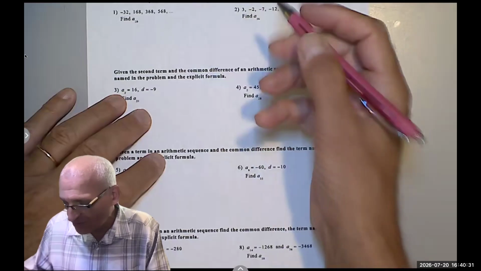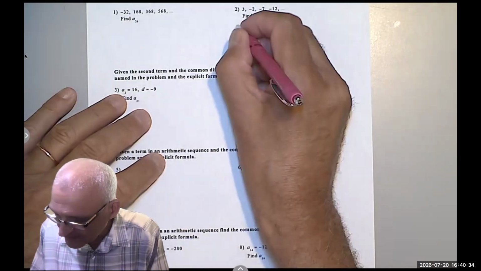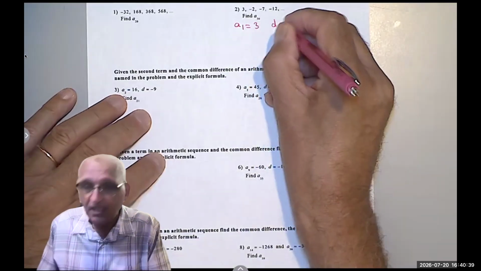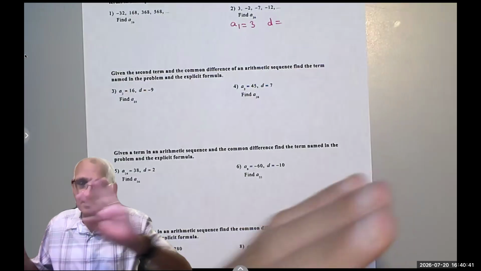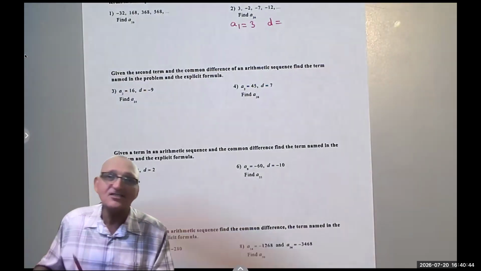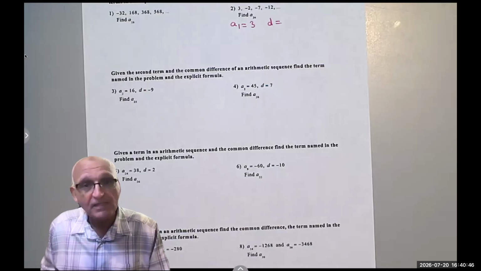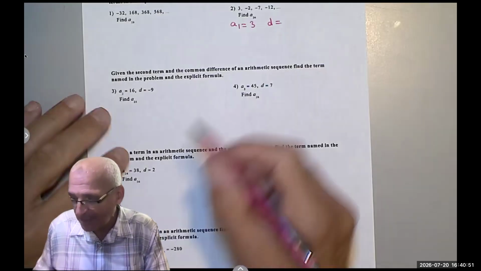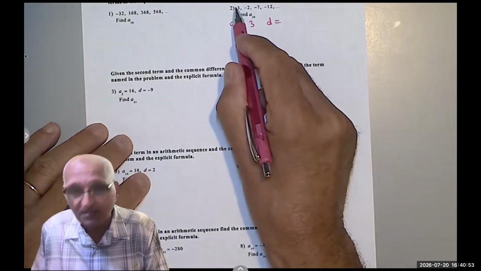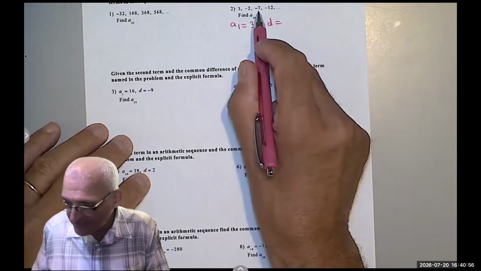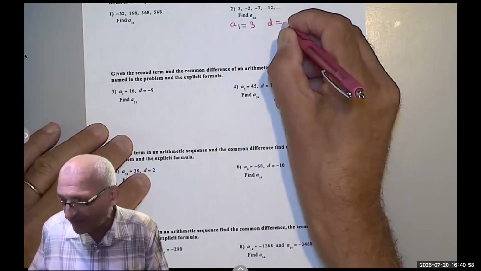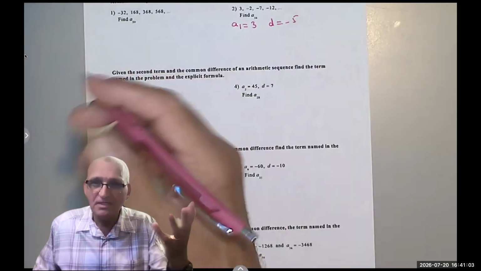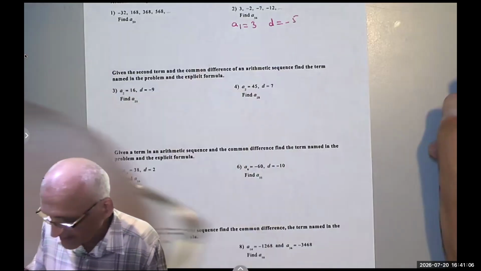So let's do number 2. A sub 1 equals 3. What is the difference? You take any term, not the first one, and subtract the one prior to it. And just to make sure it's arithmetic, not geometric, which we will cover next time, you do 2 of them. So you say -2 minus 3 is -5. -7 minus -2 is also -5. Yeah, that's arithmetic. If you get a different number, maybe it's geometric. We'll talk about that next time.